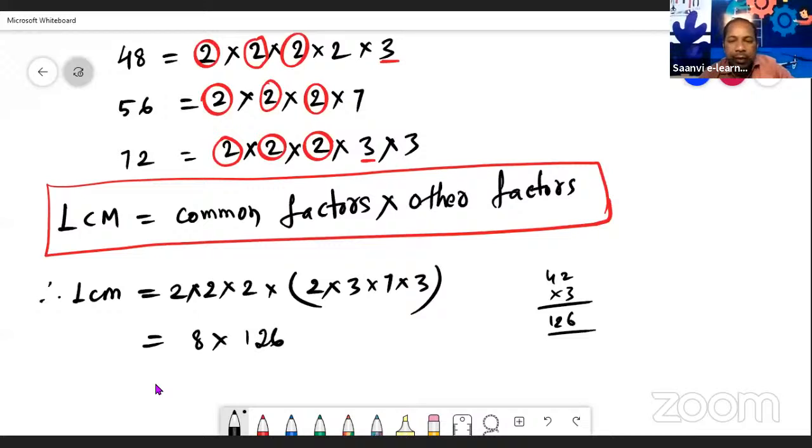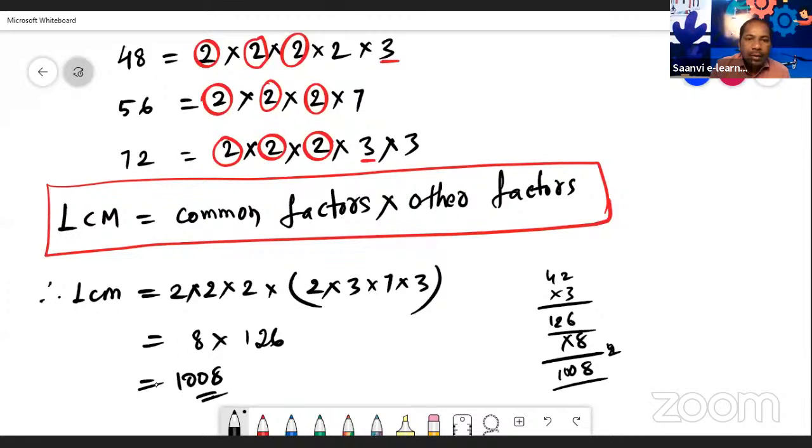Again 126 into 8, 1008. So 1008 is the LCM of the given 3 numbers. 1008 is the LCM of the given 3 numbers.